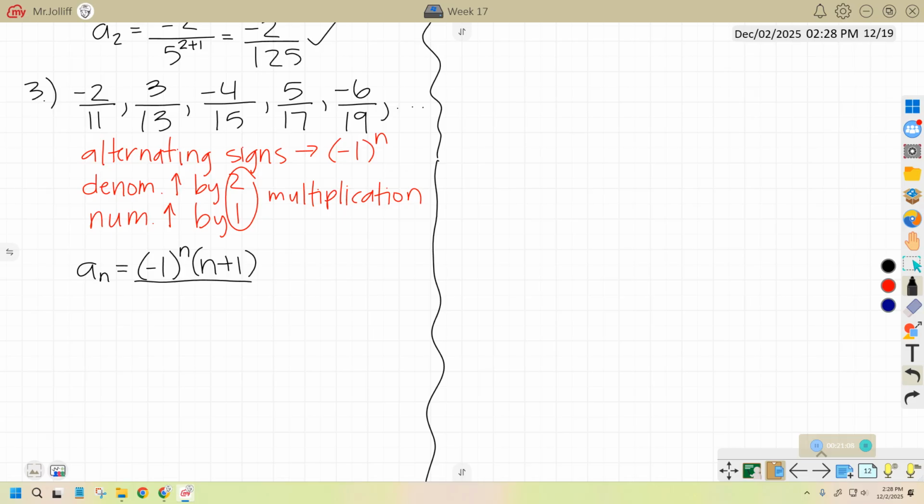Good. In the bottom, the gap between the numbers is 2. So I expect to have a 2n. In position 1, I do not have 2 times 1 in the bottom, because that would be 2. I have 11. What do I have to do to turn 2 into 11? Plus 9. Yeah. And we check. We're going to check A1, A2, A3. So negative 1 to the 1st power times 1 plus 1 over 2 times 1 plus 9.